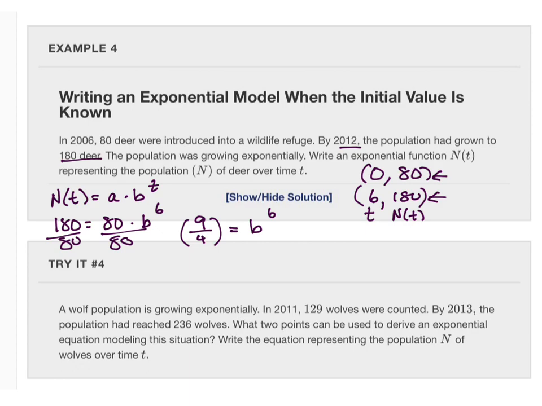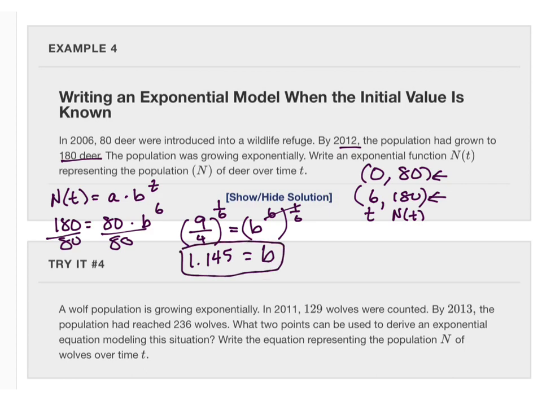How do we solve for b? We've got b to the 6th power. How do I undo something to a power of 6? Not square root. The 6th root. So the way we show that is we raise it to the 1/6 power. So we're going to raise that 9/4 to the 1/6 power. That'll cancel the 6th. So on your calculator, 9/4 to the 1/6 power. 1.14, let's go 1.145.